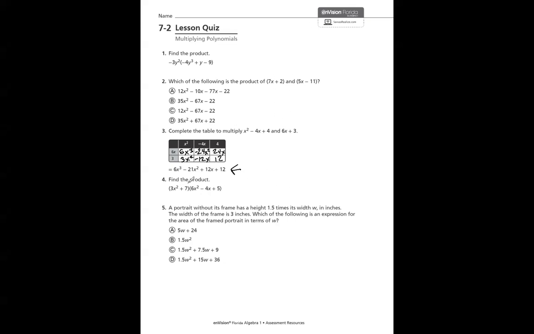So I'm going to start with FOIL. I'm going to do 3x squared times 6x squared. And let me just show you with my colors again. So 3x squared times 6x squared, 3 times 6 is 18. X squared would be x to the 4th. Then I'm going to move on, still using that 3x squared, but I'm going to go to negative 4x now. So 3 times negative 4 is negative 12. X squared times x is x cubed. And then I'm going to move from 3x squared to 5. So 3 times 5 is 15. And then just x squared.